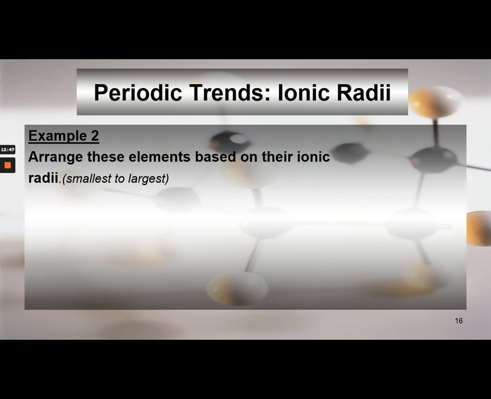All right, let's look at these elements. We've got iodide, fluoride, bromide, and chloride. Put them in order from smallest to largest. Again, hit pause. So if you said fluorine was the smallest and iodine was the largest, you are correct.